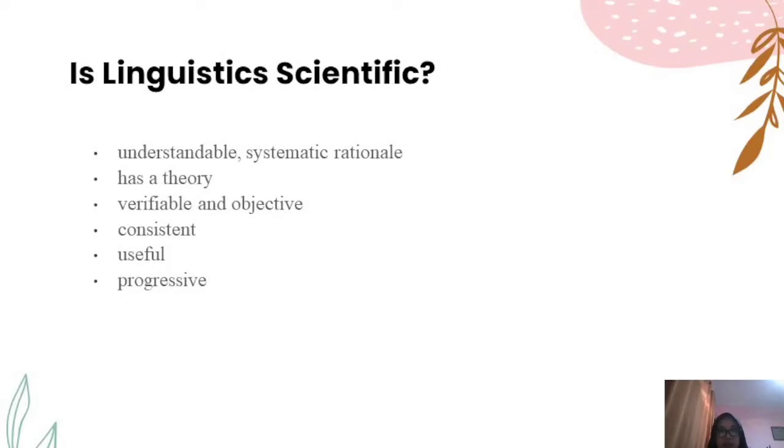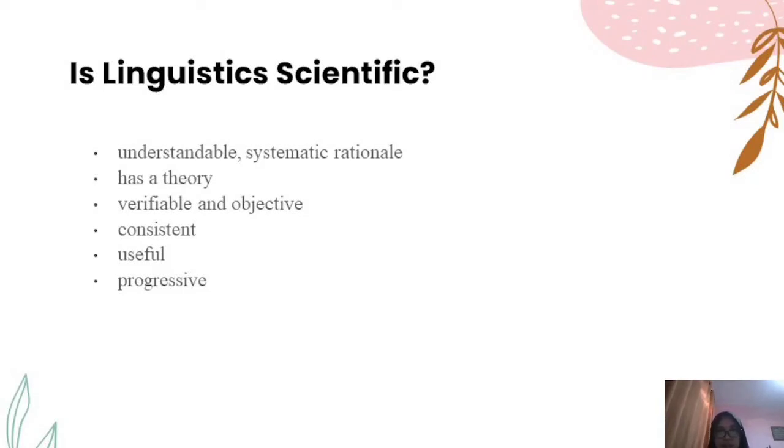2. Knowledge is scientific if it has a theory that can be stated. 3. It must be verifiable and objective. There must be research that requires the examination of data obtained from the results of experiments or observations. 4. It must be consistent. So there should be no contradictory statements between one sentence and another. 5. Knowledge must be something useful. 6. It must be progressive.